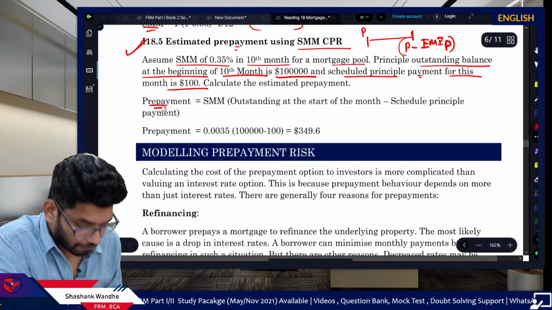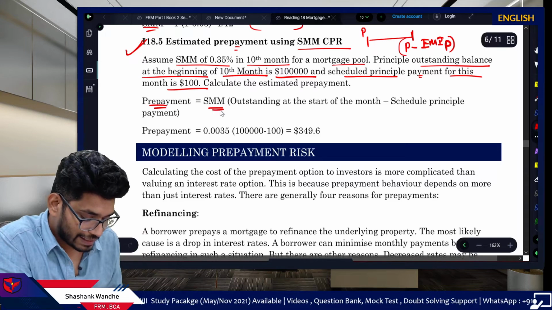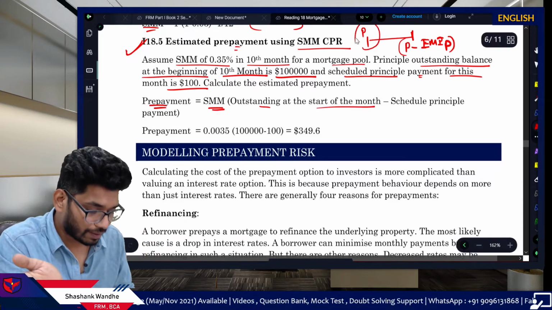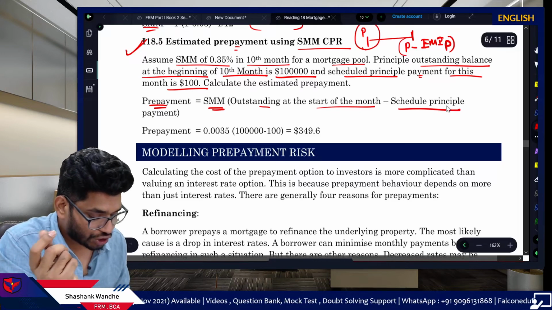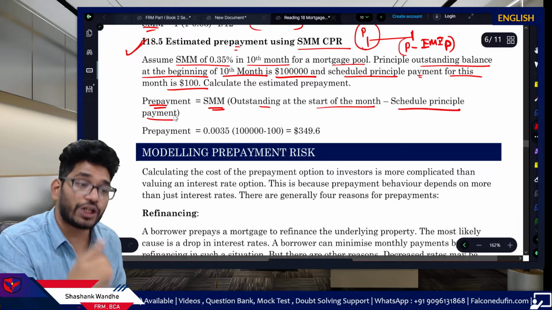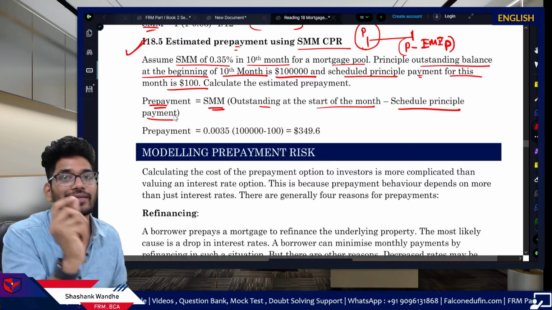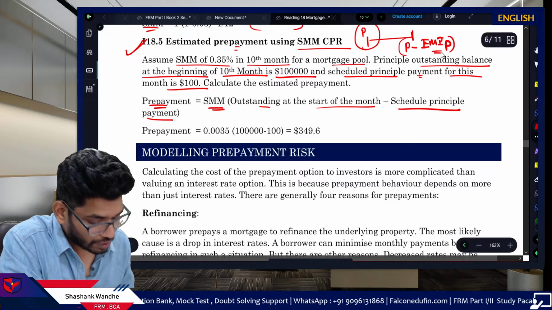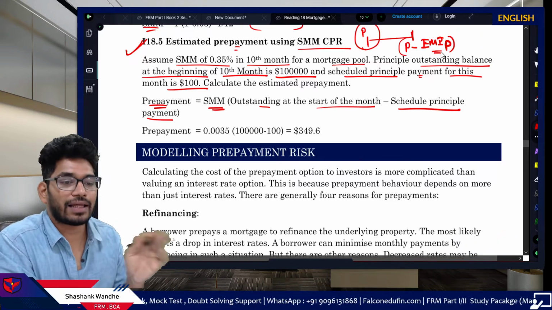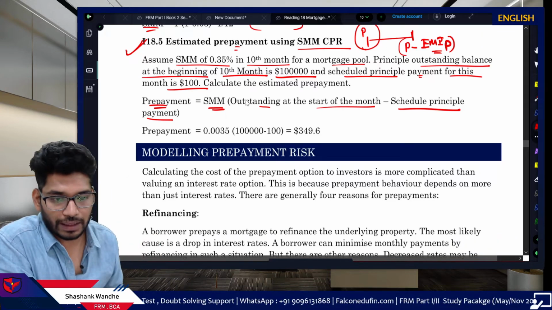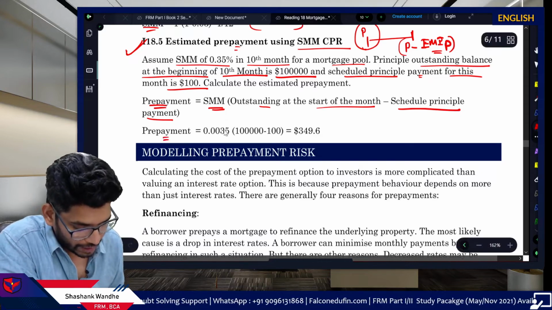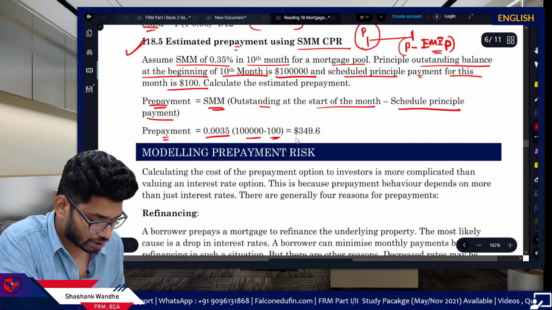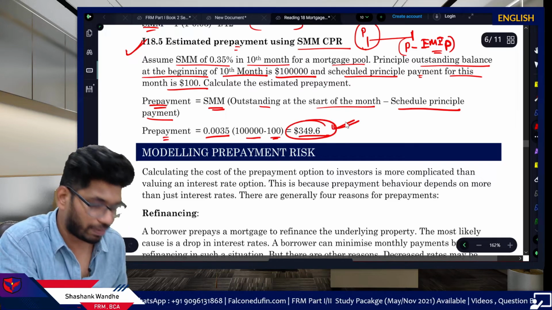The formula for the prepayment is SMM multiplied by the outstanding at the start of the month minus the scheduled principal payment, not the complete installment payment, only the principal payment, which is $100 in our case, and then multiplied with the SMM. So you will get the prepayment. Prepayment is equal to 0.0035 times (1 lakh minus 100), and this is your prepayment.